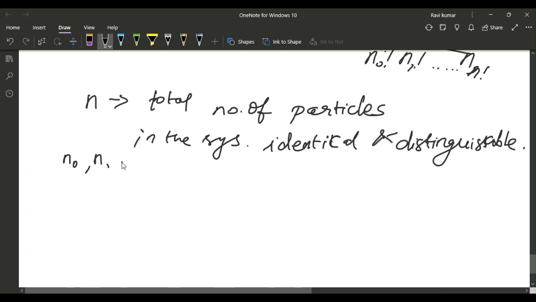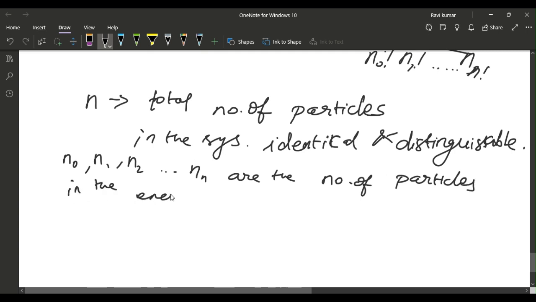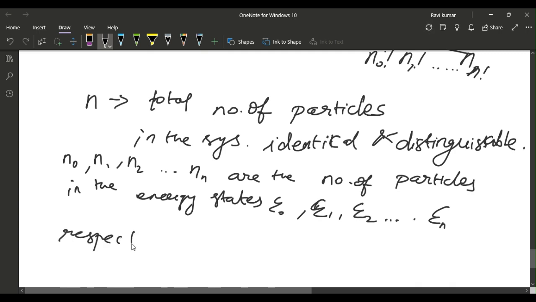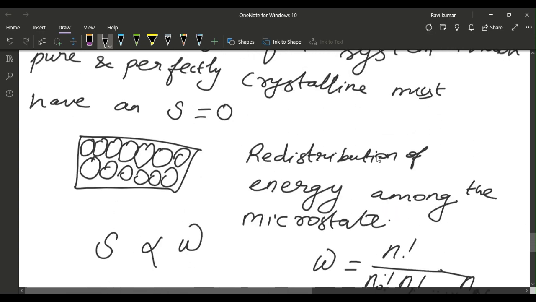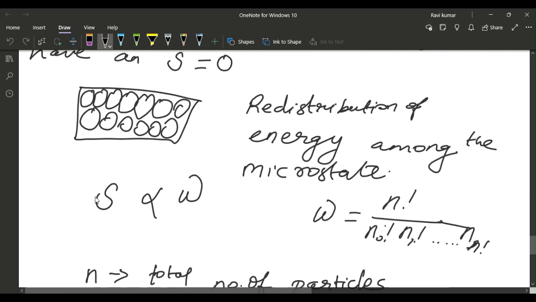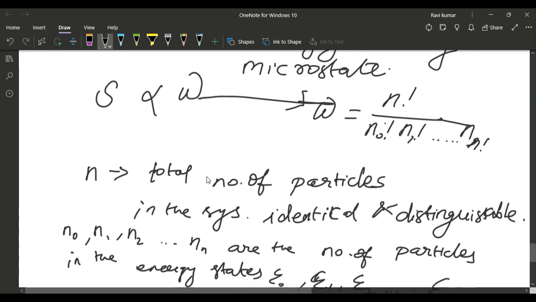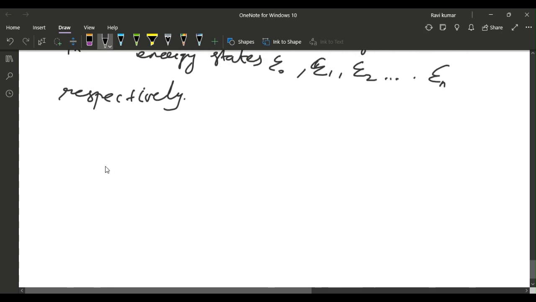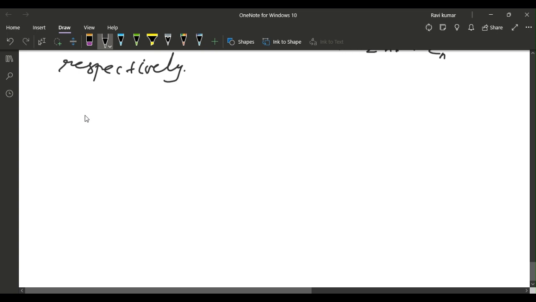N0, N1, N2 up to Nn are the number of particles in the energy states or microstates epsilon 0, epsilon 1, epsilon 2 up to epsilon n respectively. So from this statement we can say that entropy is directly proportional to the number of ways of arrangement of the microstates, that is given by this formula. Now we need to identify the number of ways of arrangement in the perfect pure crystalline solid at 0 Kelvin.